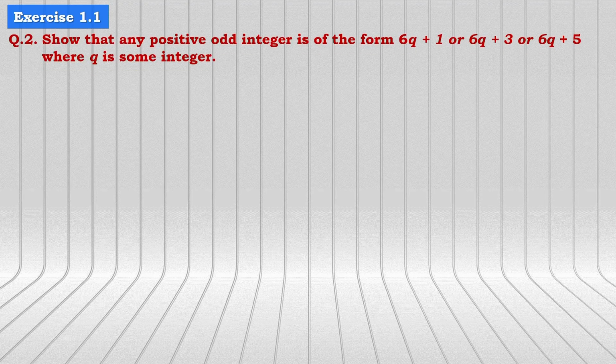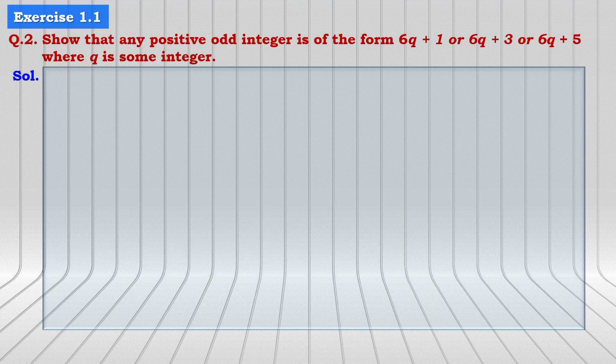Now let us see another type of problem. Show that any positive odd integer is of the form 6q plus 1 or 6q plus 3 or 6q plus 5, where q is some integer. So let us see how you are going to solve this type of problem.